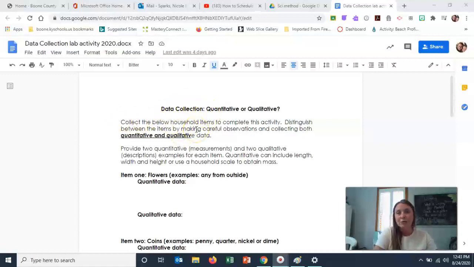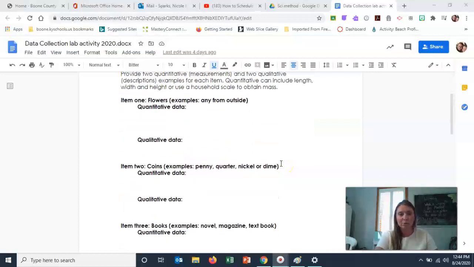I wanted to show you some household items that you could use. If you take a look at the directions here, it says collect the below household items to complete this activity. Distinguish between the items by making careful observation and collecting both qualitative and quantitative data. It says provide 2 quantitative measurements and 2 qualitative descriptive examples for each. Quantitative can include length, width, and height, or use a household scale to attain a mass. That's going to be the one that's a little bit more challenging.